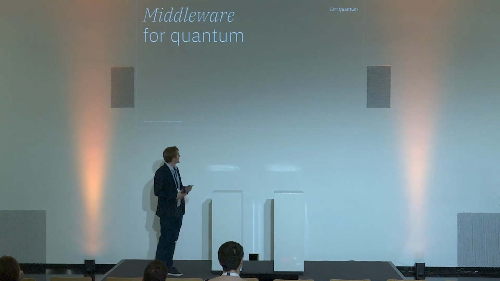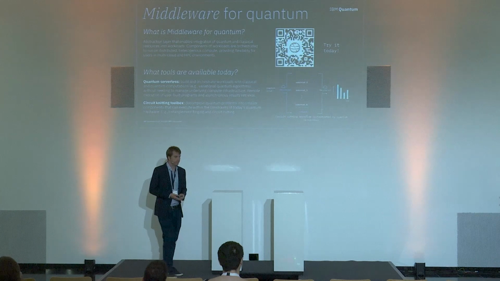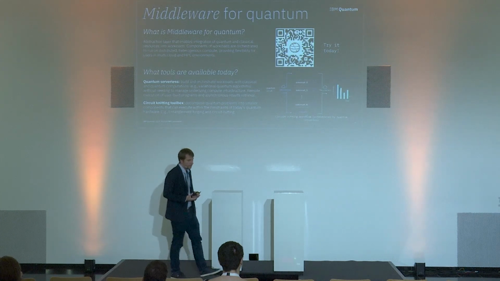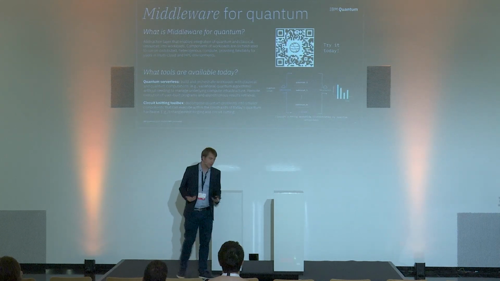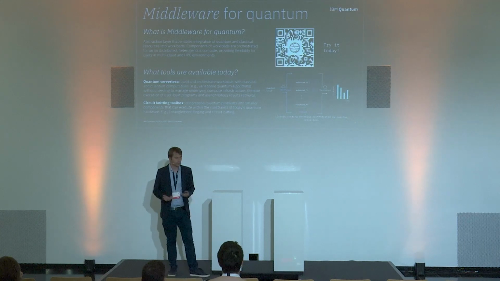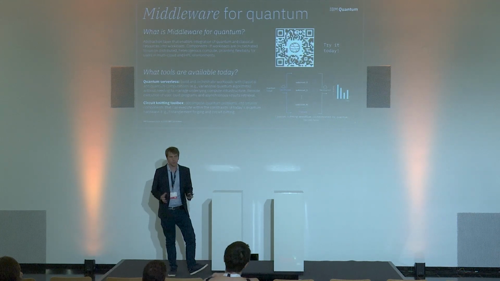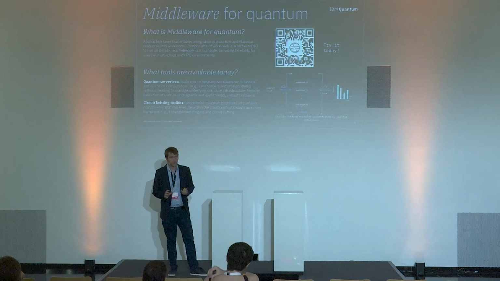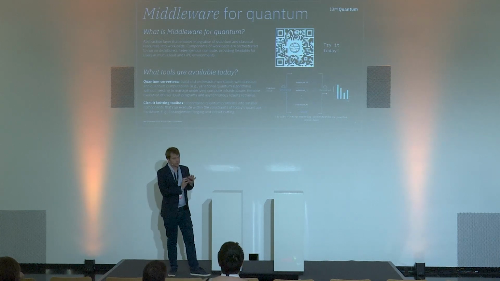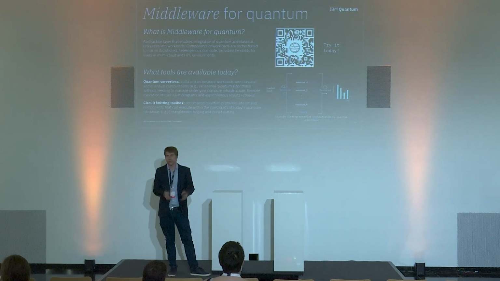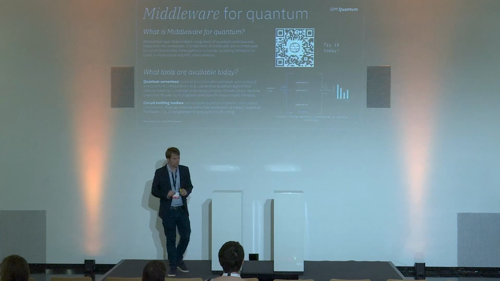So let's dive into the middleware. What do we exactly mean by that? The middleware, for us, is the abstraction layer that enables the integration of quantum and classical resources into workloads. It's something that would allow us, let's say, to leverage different classical resources to perform certain tasks in a computation, and then also have perhaps different backends play together nicely.